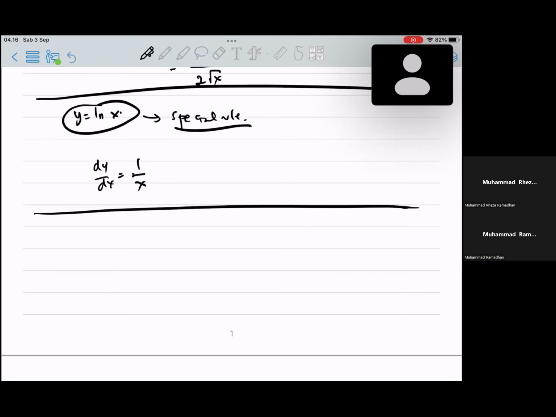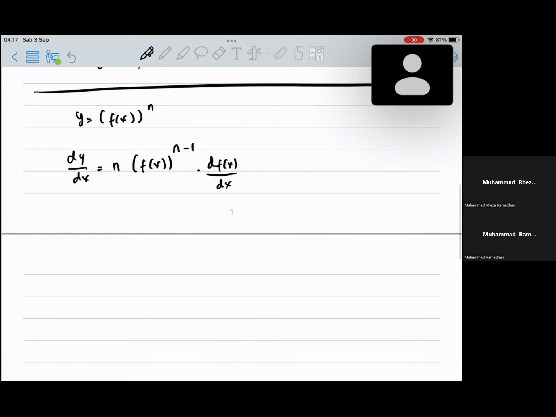And then if you have y is equal to f(x) to the power of n, so dy over dx is n f(x) to the power of n minus 1 multiplied by df(x) over dx.